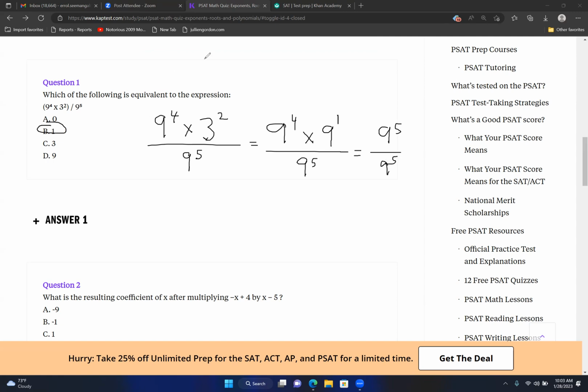Okay. Have you studied exponent laws? Yeah, okay. All right, this is a good review. All right, that one's 1.